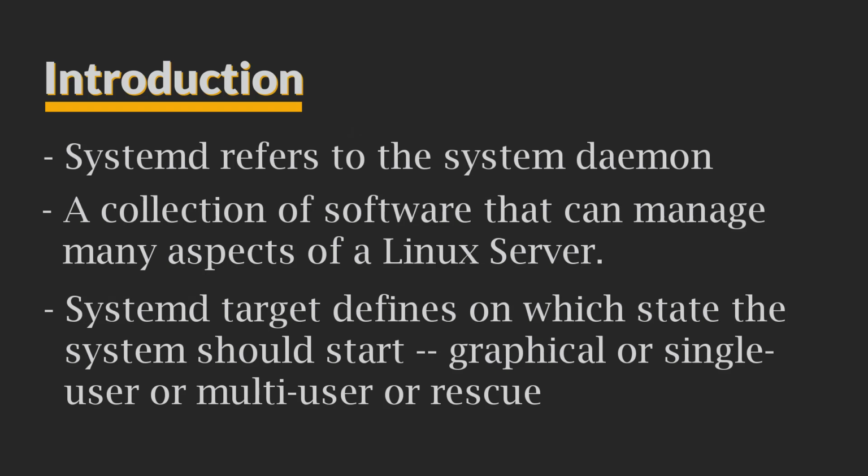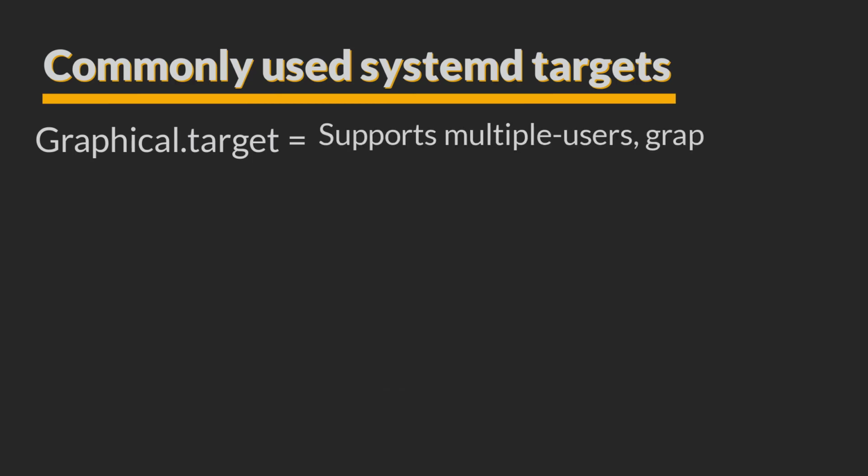Moving on, let's know some of the commonly used systemd targets or the different run levels in the Linux systems. Graphical.target. In this run level of a Linux system, it supports multiple users, graphical and text-based logins. So if you want the system to be logged in by multiple users at the same time in a graphical user interface mode and text-based logins, you should set the run level to the graphical.target. We will see it practically later in the video.